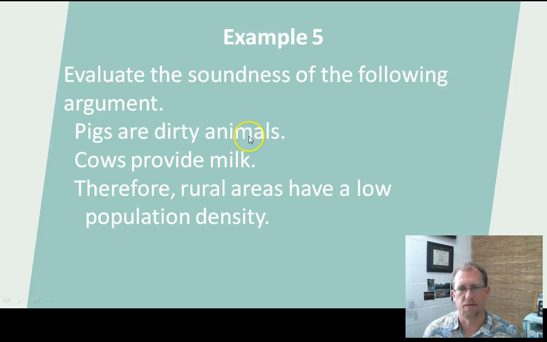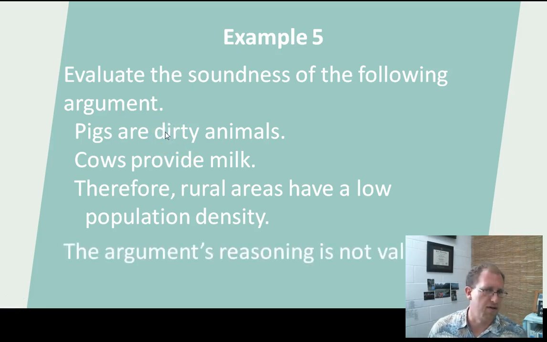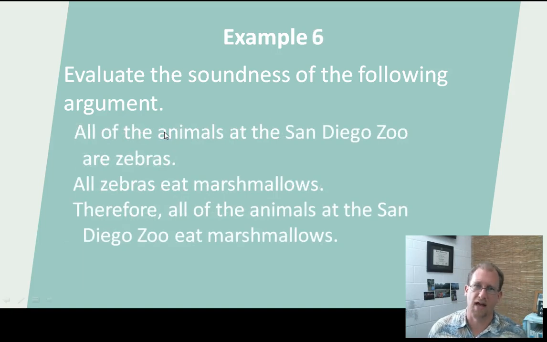Pigs are dirty animals. Is that true? Actually, I've owned a pig, and yes. Cows provide milk. Is that true? Yes. Therefore, rural areas have a low population density. What? So I've got true premises, but this doesn't have anything to do with this. Is it because there's milk and dirty animals there, people don't want to live there? This does not flow. So the premises are true, but the reasoning is not valid. So this is not sound.